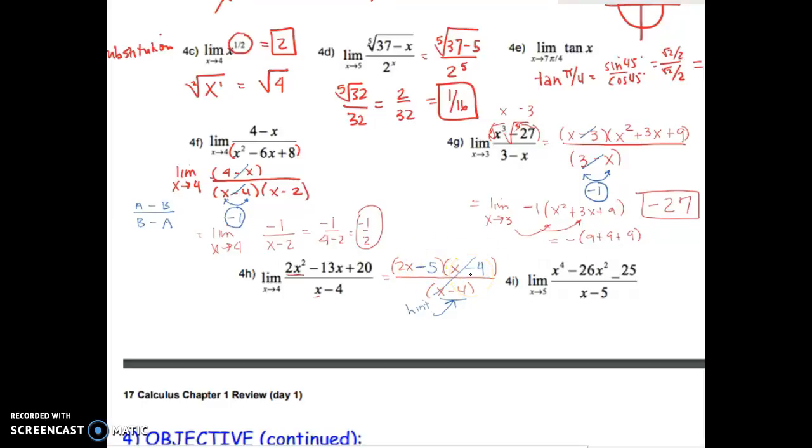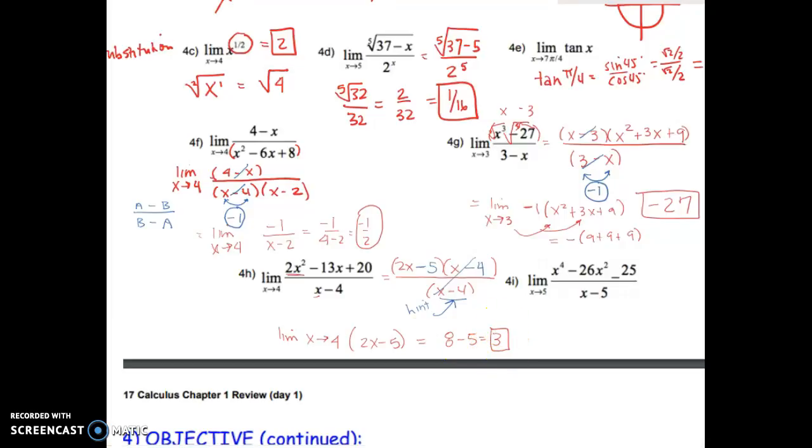Those cancel out. So you're left with the limit as x goes to 4 of 2x minus 5. You just substitute in there, so you're going to get 8 minus 5. So the answer is 3.